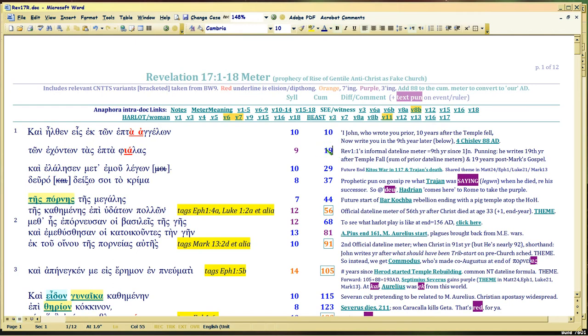Okay, 20 years from 88. So that goes from 98 to 108. And what's going on in 108? Well, that's Trajan. Okay? And vials. Maybe somebody tried to poison him. I mean, I have to go look it up.